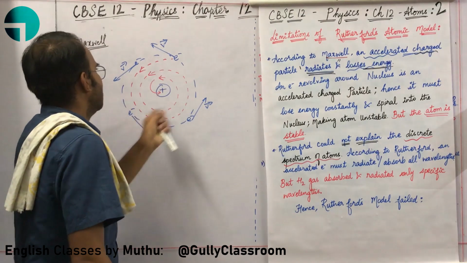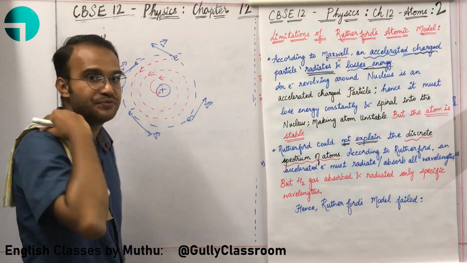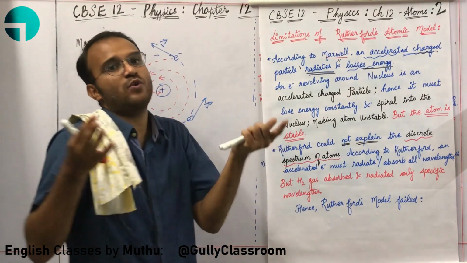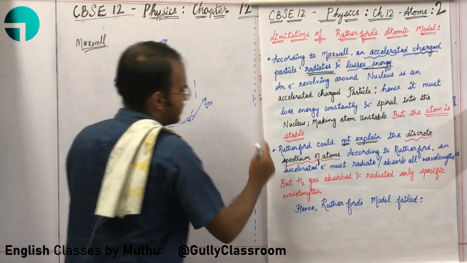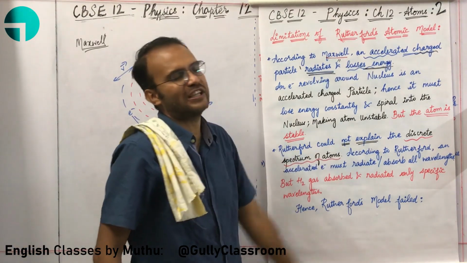According to Maxwell, the entire thing must radiate energy, and the electron must spiral inside and collapse. But Rutherford was not able to explain why everything is stable. What is the next point, sir? The next point is Rutherford was not able to explain the discrete spectrum of atoms.